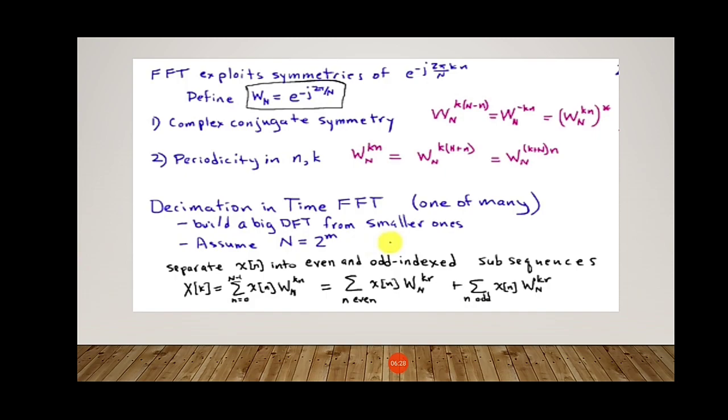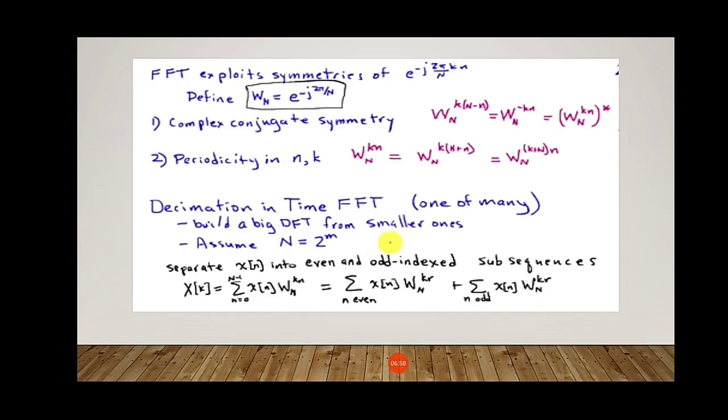So, we are left with W_N to the power minus kn, which can be written as (W_N to the power kn) whole to the power star, that is the complex conjugate of W_N^kn. Now, periodicity in n, k. W_N^kn, as already mentioned, is periodic with respect to n and k.